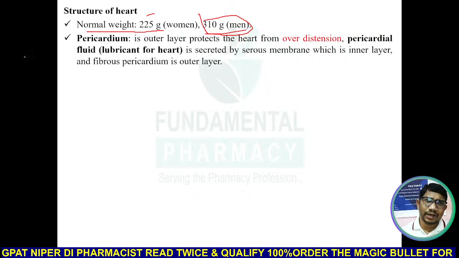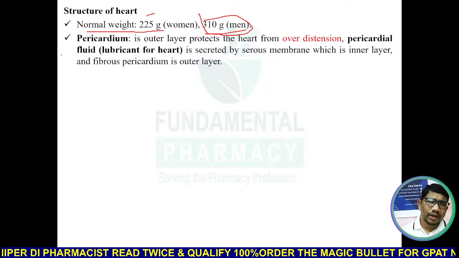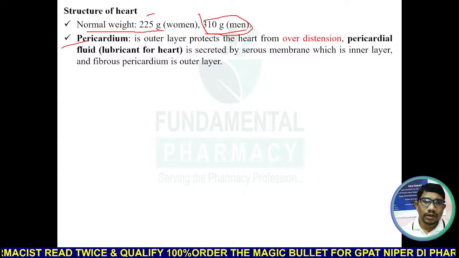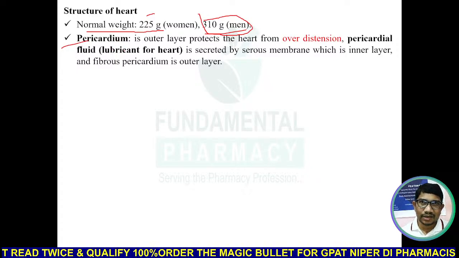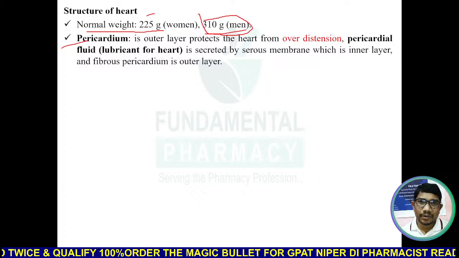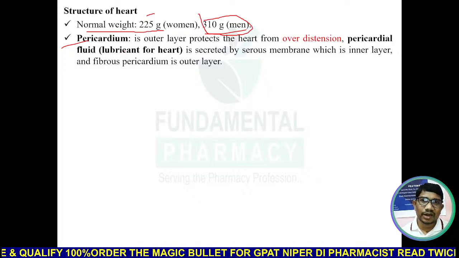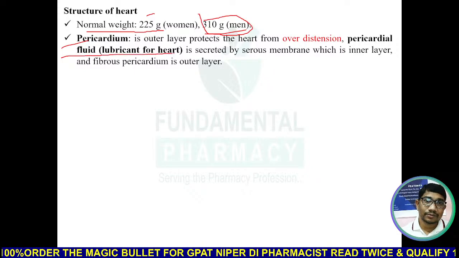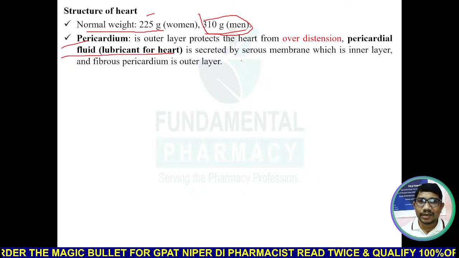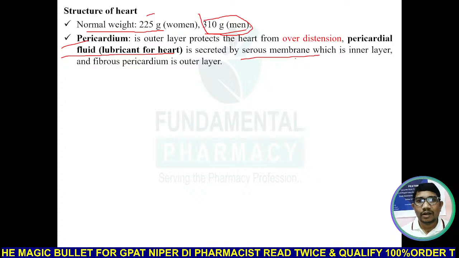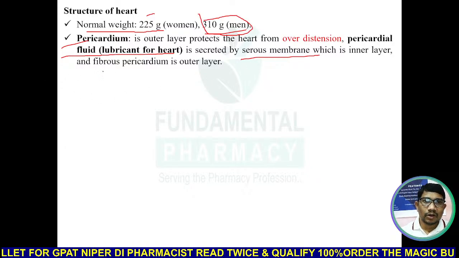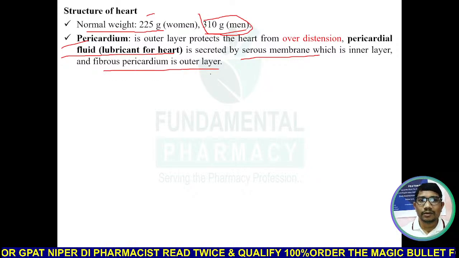Now you have three layers of covering on the heart. Pericardium is the outermost layer. Pericardium has three layers: outer pericardium, middle and inner. In between the inner and middle there is a pericardial fluid which acts as a lubricant for the heart. It is secreted by the serous membrane. Serous membrane is the inner layer, and fibrous pericardium is the outer layer.